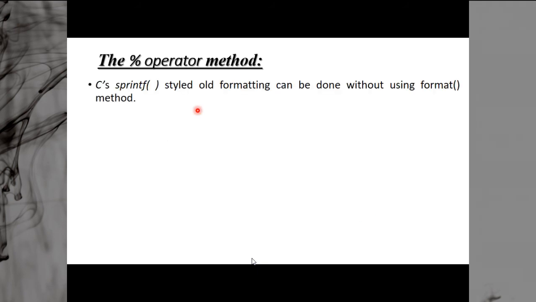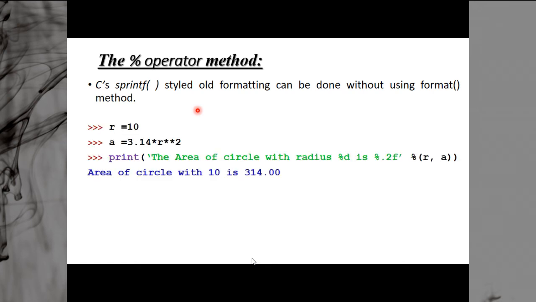The percentage operator method is almost similar to the format method, but as I told, this is taken basically from the C style sprintf method. C style old formatting can be done without using the format method. You need not use the format method, but you can use a similar technique. So this is how you use it: r = 10, a = 3.14 * r ** 2. Print the area of circle with radius %d is %0.2f.